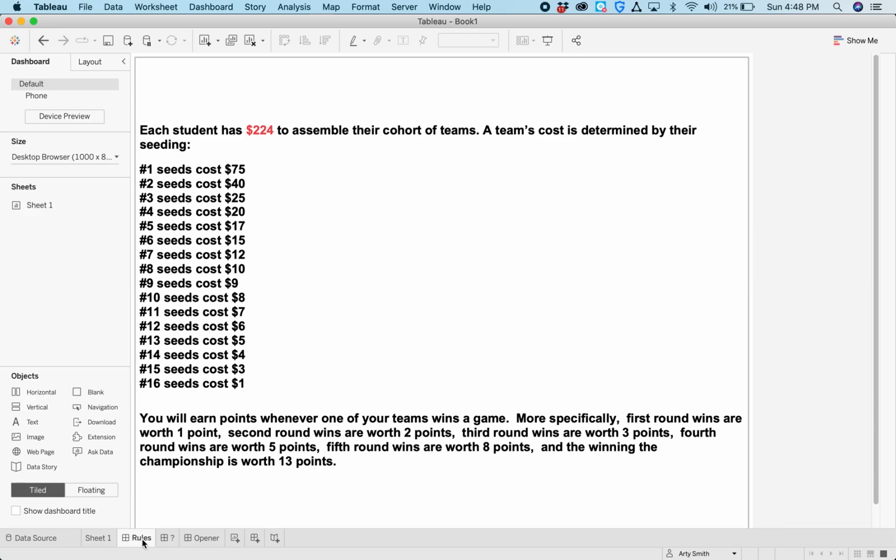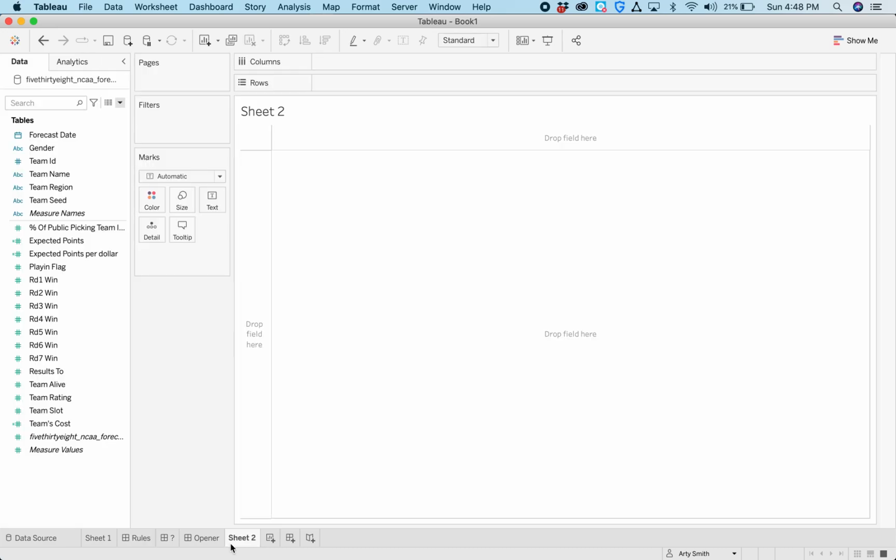Now, we don't know how many points a team is going to accumulate, so what we're going to use is a mathematical concept called expected value. Okay, and expected value is in essence a weighted average. We're going to take each possible outcome and multiply it by the probability of that outcome.